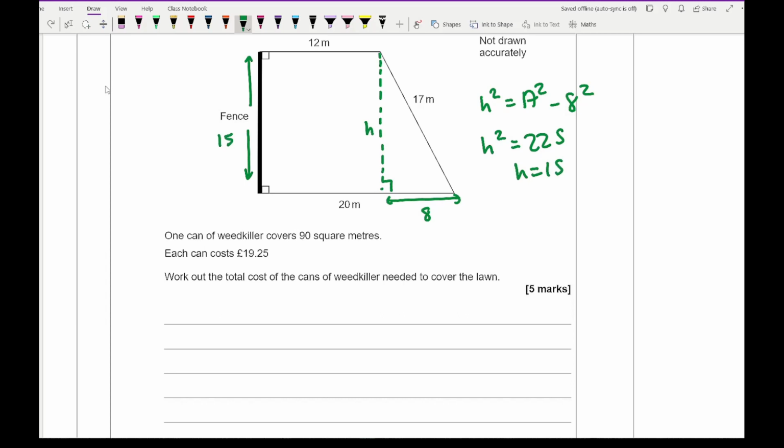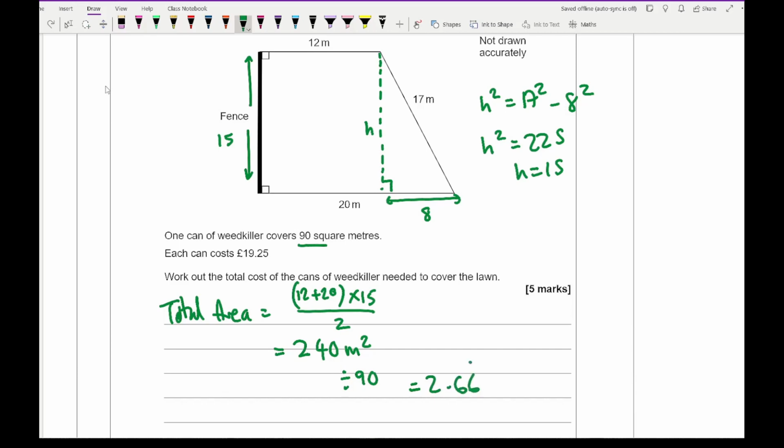Now from this, what I can then do is work out what the total area is going to be. Now it is a trapezium, so the total area is going to be the two parallel sides, so it's 12 plus 20 times the height, which I've just worked out is 15, divided by 2. And that gives me an area of 240 meters squared. Now for this, I need to know how many cans I need. So if I divide that by 90, then I'm going to need about 2.66 cans.